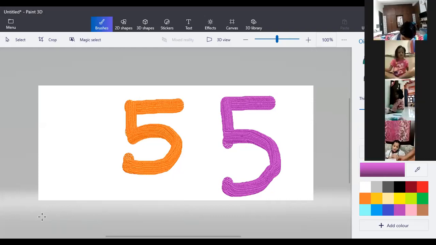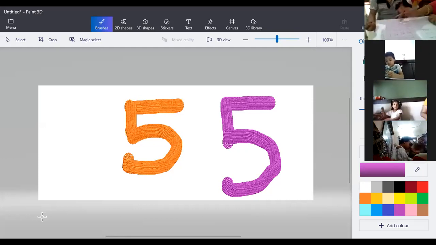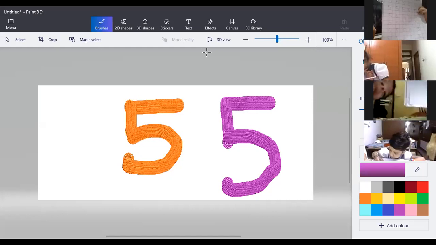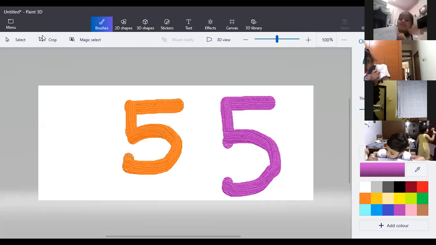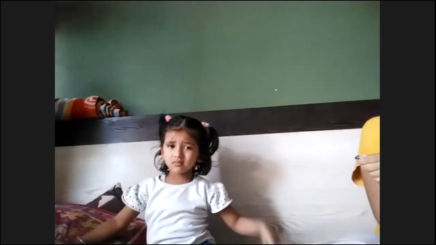Nice, beta. And say and write. Which number are you all writing? Which number are you writing now? Number 5. Which number are you writing? Number 5. Yes, Tanvi. Done, beta? Yes, Divyanshi. Very good. Nice. Lavish. Just a minute. Can we sit properly? Yes, Divija.